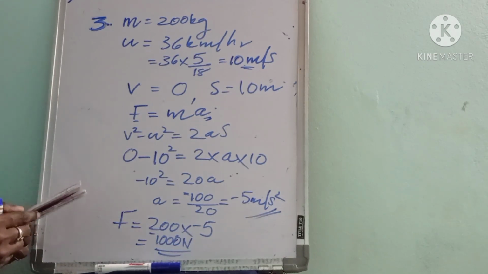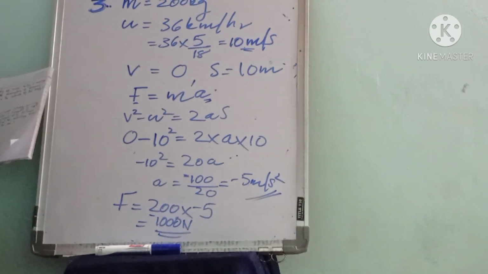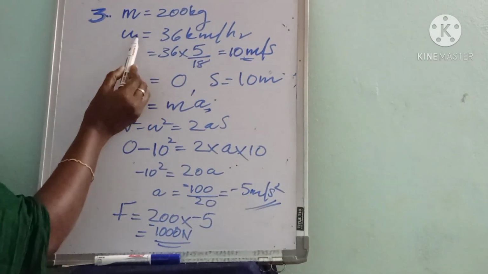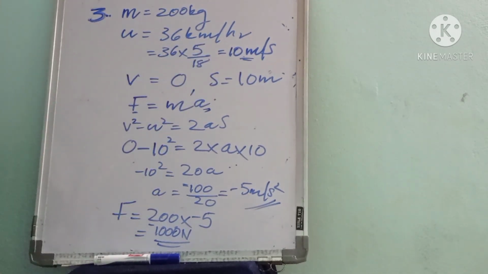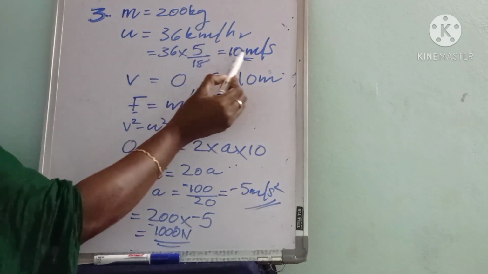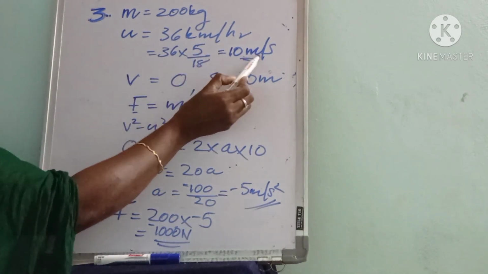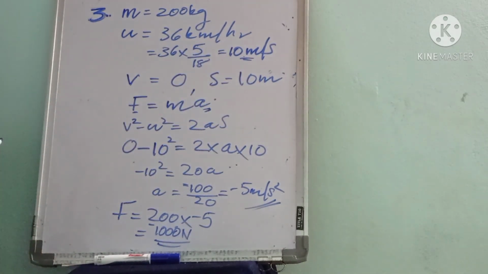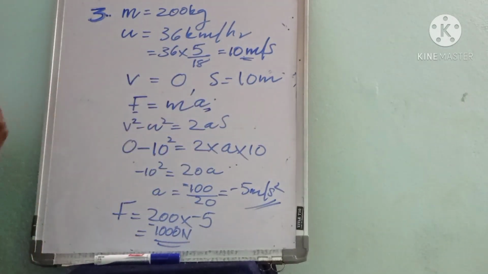And here, a car of mass 200 kg. So mass is given as 200 kg, is moving at 36 km per hour. So its initial velocity u equal to 36 km per hour. Here we have to convert this kilometer per hour into meter per second. For that we have to multiply by 5 by 18. So 36 into 5 by 18, that will give 10 meter per second. Then after covering a distance of 10 meter, the car is brought to rest. So its final velocity v equal to 0 and s equal to 10 meter.